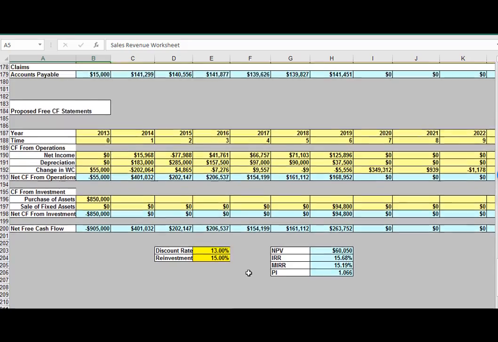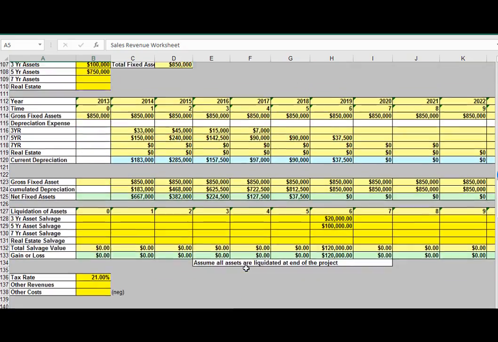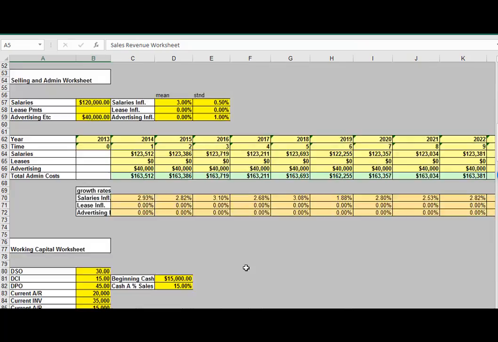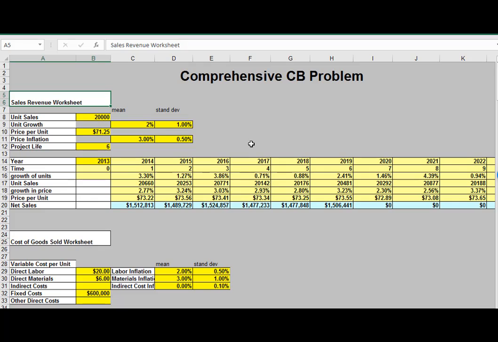Again, the purpose of this project is to give you a feel for the complexity of predicting the individual components of capital budgeting.